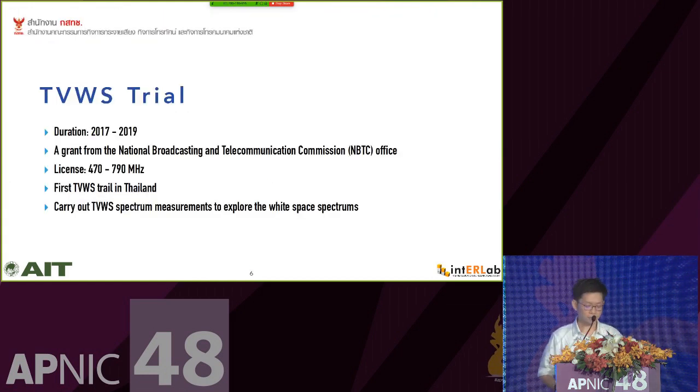From 2017 to 2019, we were lucky to get research funding support from NBTC, which is our Thai regulator. The project ran for 2 years, and we just finished it recently, early this year. The goal of this project was to demonstrate how we can use TV white space in trials, and we can claim this is the first TV white space trial in Thailand. The second objective was to explore what kind of TV white space we can use. Apart from the research funding, we also got a license to run this project, from 470 megahertz to 790 megahertz.